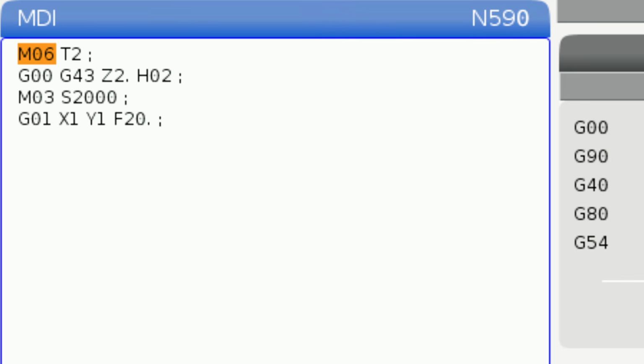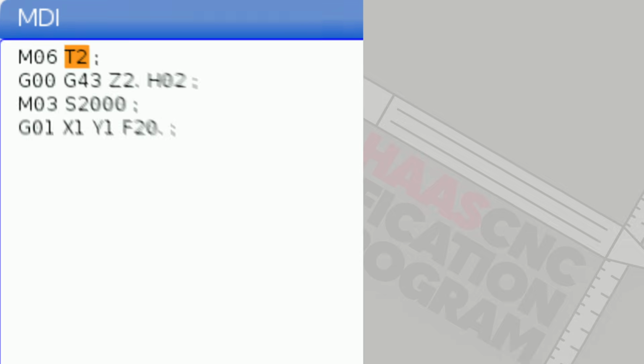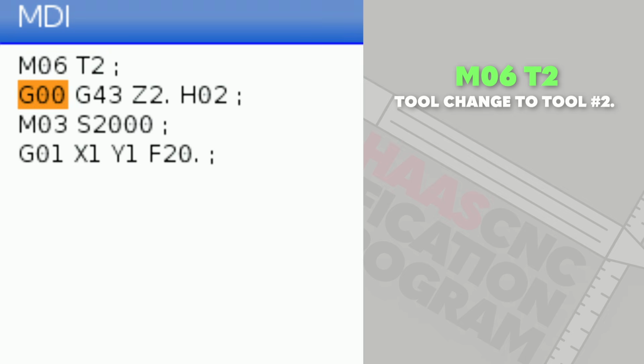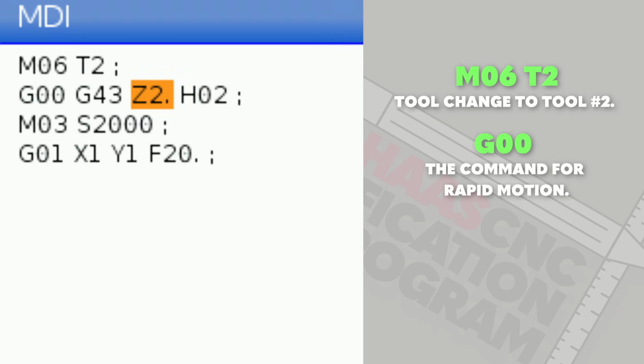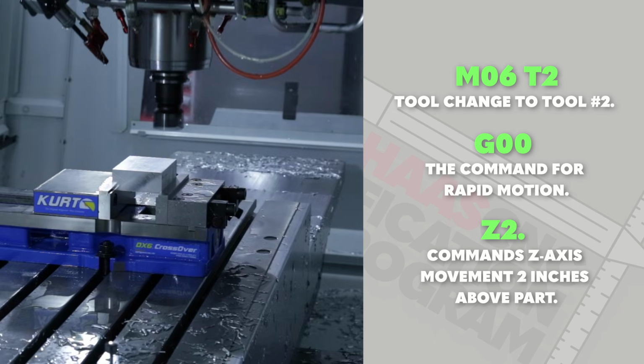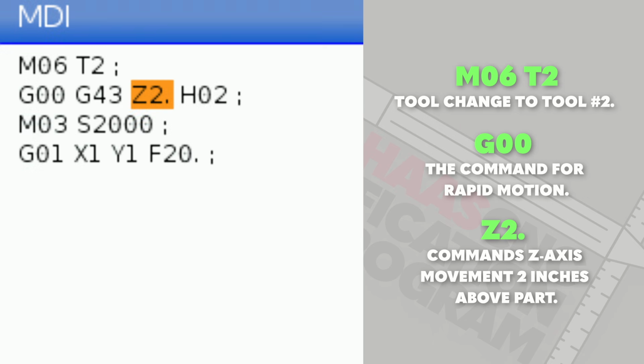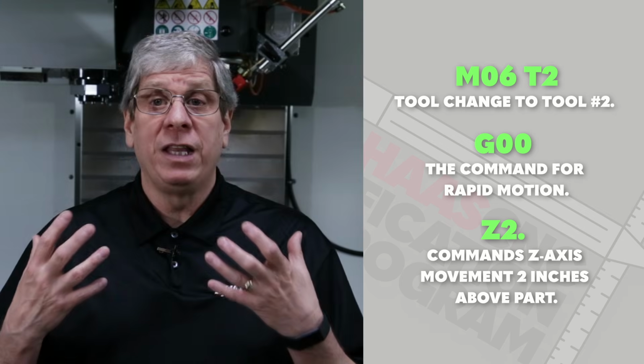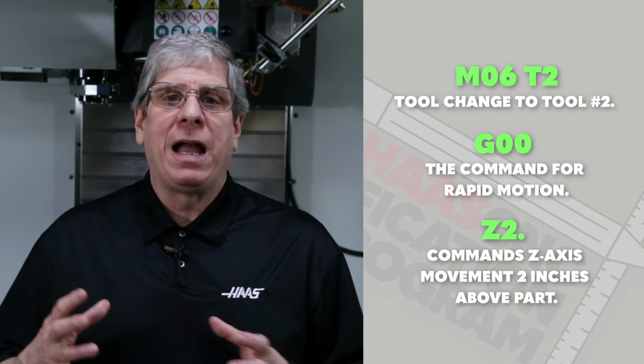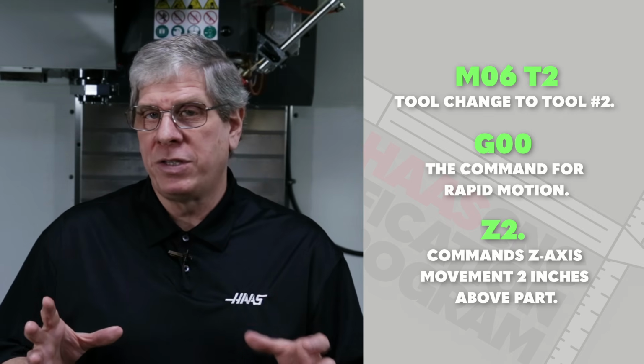Let's look at how these codes interact with some motion commands from a typical program. We start by telling the machine, change tools to tool number 2. Then we move to the next line. G00 is a command for rapid motion. This tells the machine to move at its fastest possible speed to the position in the address code. So in this case, the Z-axis moves from where it did the tool change down to 2 inches above the part. The G43 and H2 commands have to do with defining the length of the tool, but we'll leave that for now since it's a complex subject for another time.